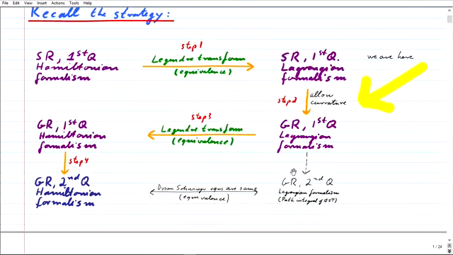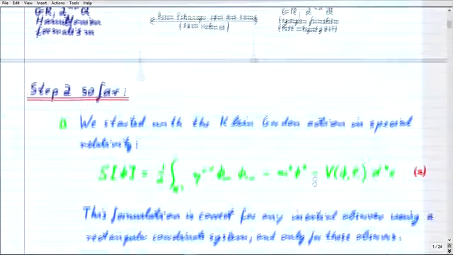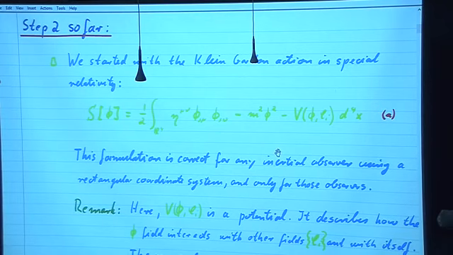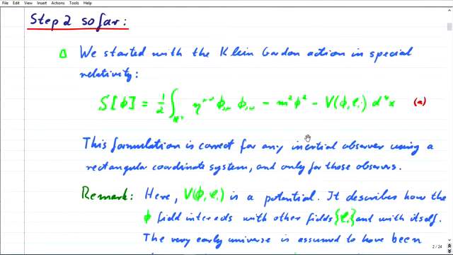So step 2 was this. Step 1, step 2. So we started with the Klein-Gordon action in special relativity, and then generalized that to general relativity. So here's the Klein-Gordon action. The commas denote partial derivatives. And I've introduced now a potential here.